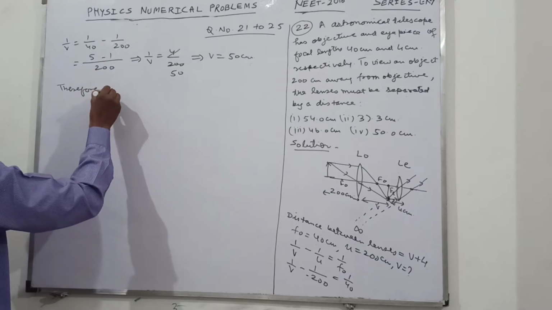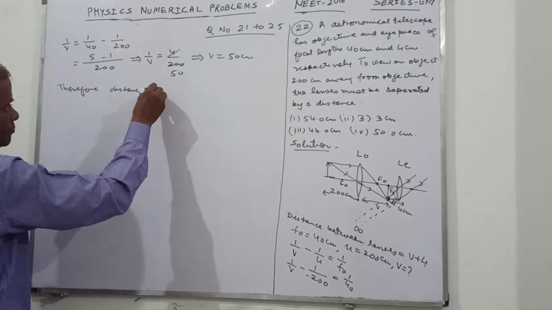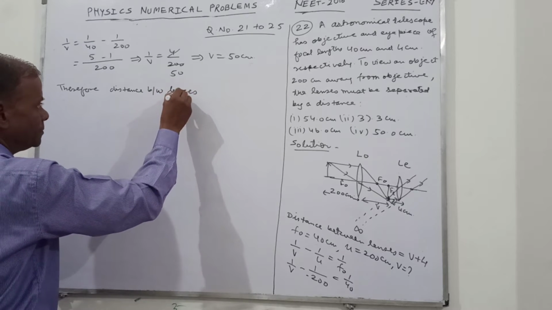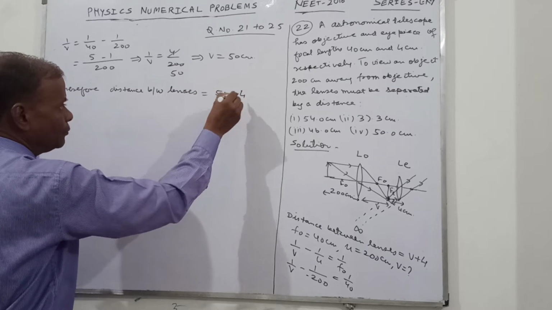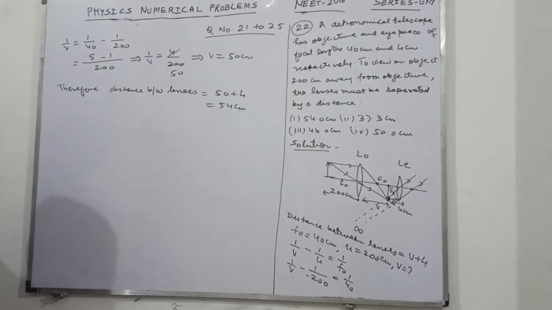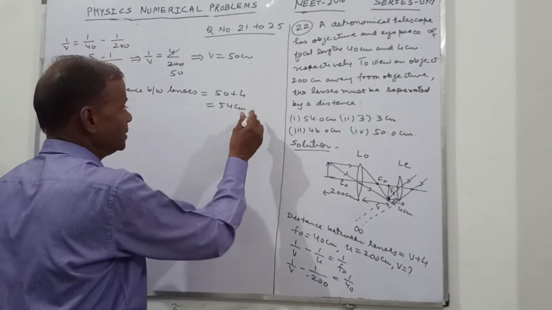Therefore, distance between lenses equal to 50 plus 4 equal to 54 centimeter. So this you are given the first choice. So our answer is first.